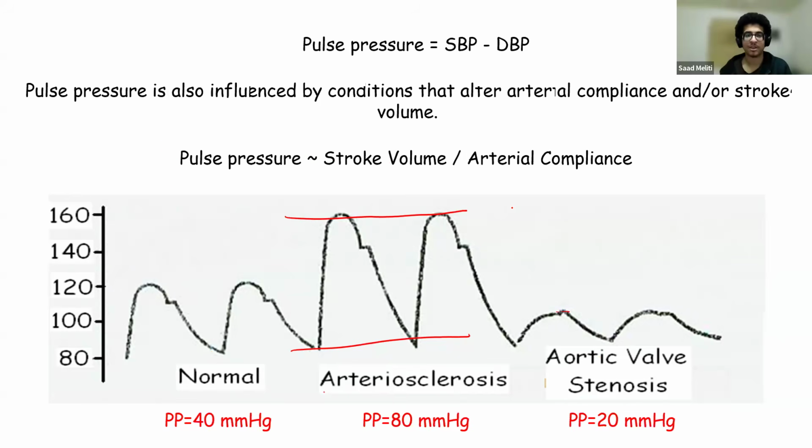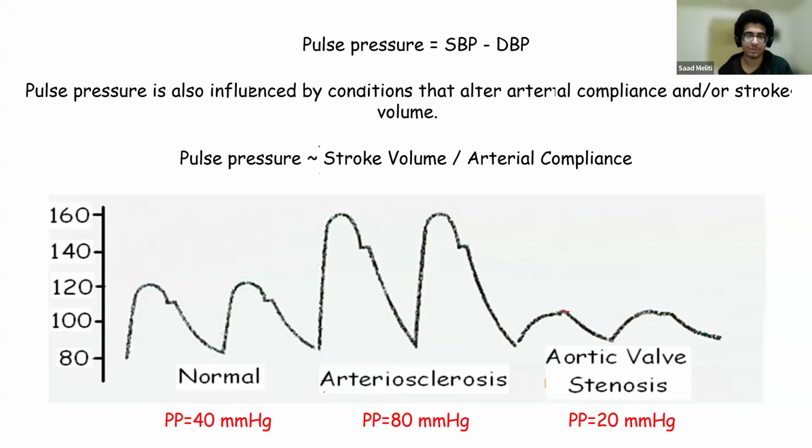This is how you can relate things. So the pulse pressure is determined by both stroke volume and arterial compliance, okay? So in the example of arteriosclerosis, we have decreased arterial compliance, causing an increase in pulse pressure. And in aortic valve stenosis, we have a decrease in stroke volume, causing a decrease in the pulse pressure.